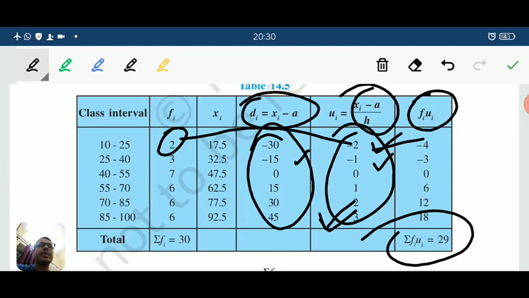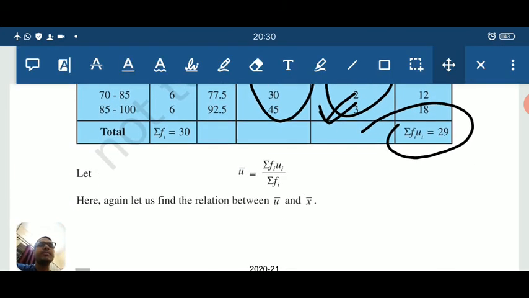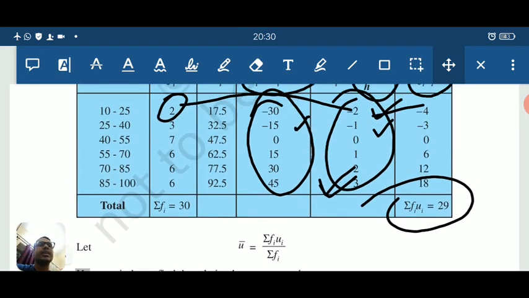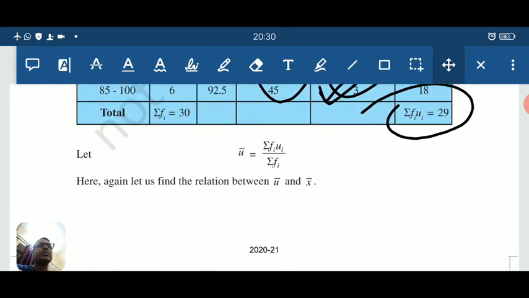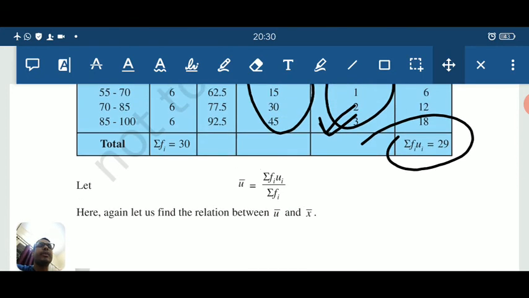So now I think that you can find the mean, or you can derive or deduce the formula of mean using this method. Okay, it's quite easier now. Let us observe here. U bar is equal to sigma of fi ui by sigma of fi. U bar means what? The mean of this particular data, which we have got here, fi ui. Okay, so mean means addition of all divided by total frequencies. So addition of all is 29.